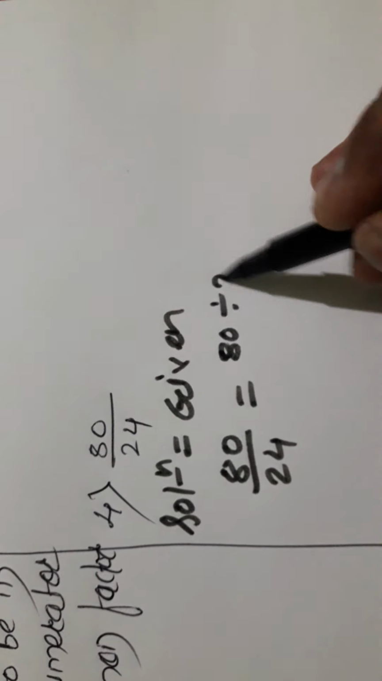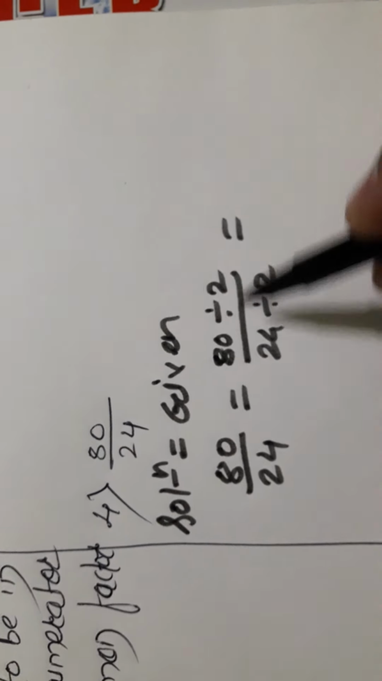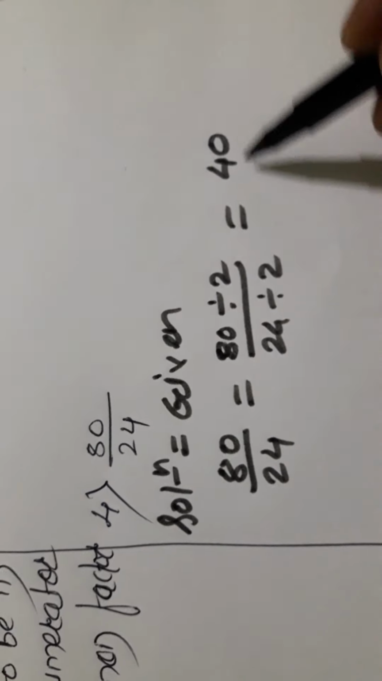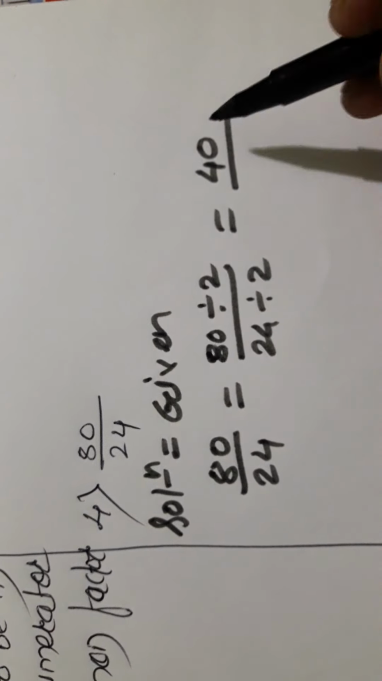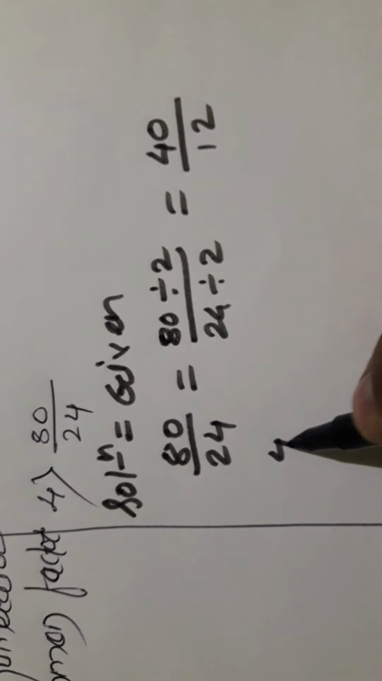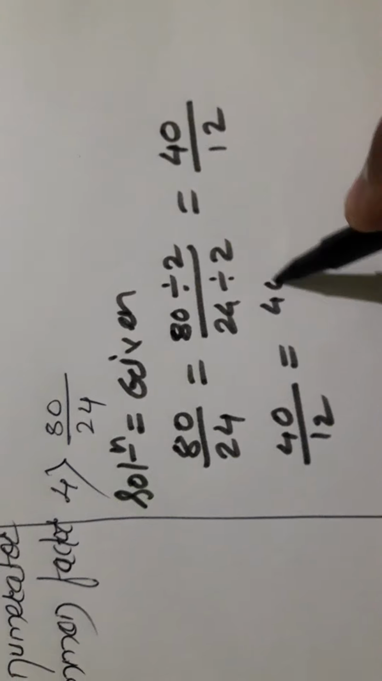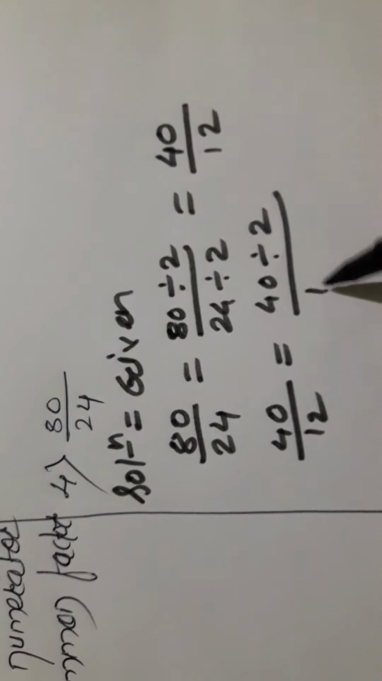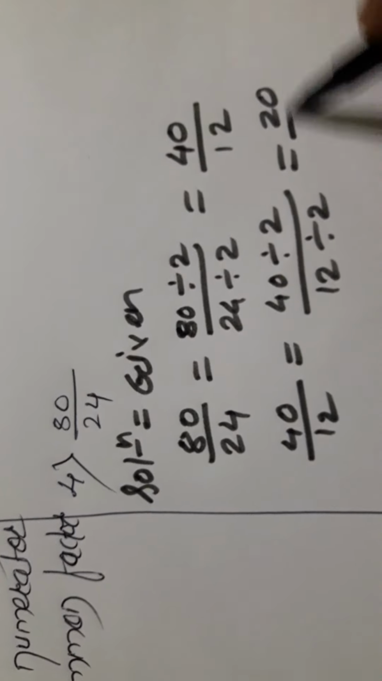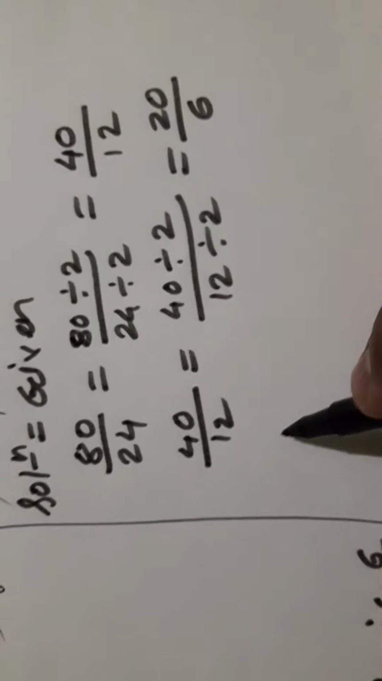80 divided by 2 and 24 divided by 2. 2 ones are 2, 2 fours are 8, means 40. 2 ones are 2, 2 twos are 4, means 12 will be there. 40 upon 12. Again we can divide by 2. 40 divided by 2, 12 divided by 2. 2 twos are 4, 20 will be there. 2 6s are 12, 6 will be there.